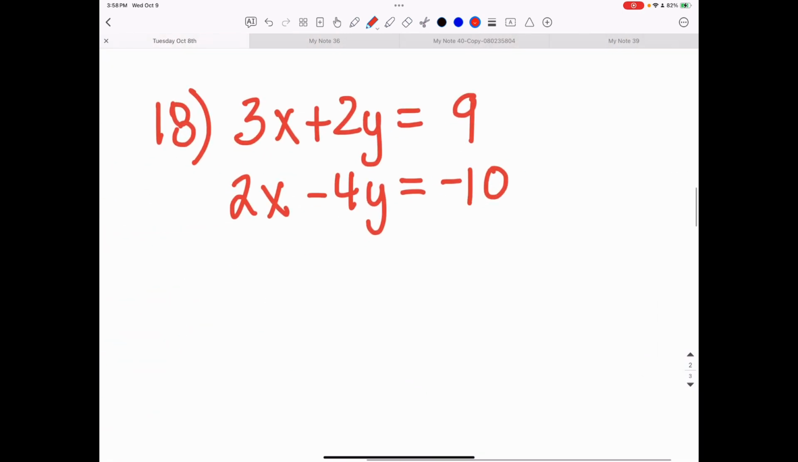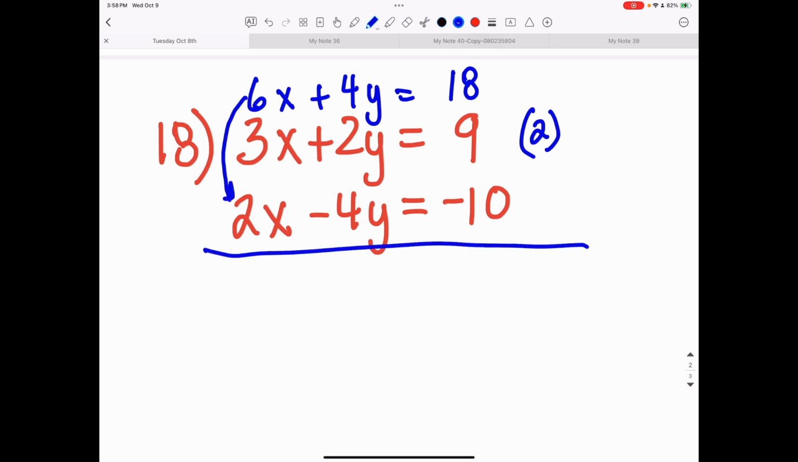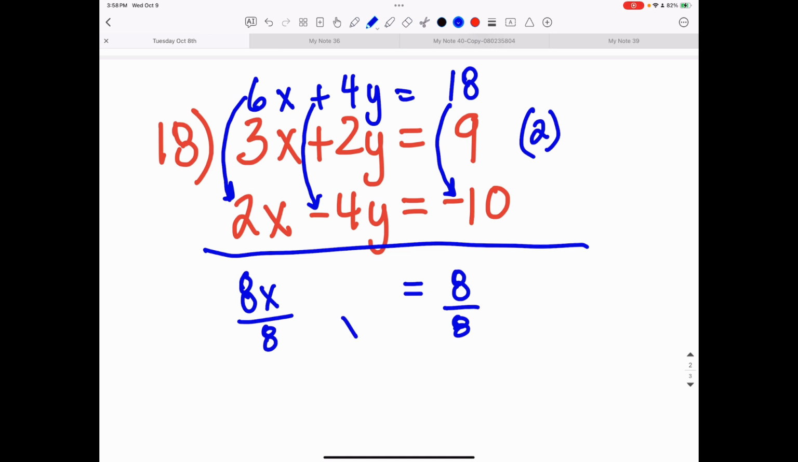Next one. If I combine these, none of these numbers are going to kill each other off. 3s don't kill 2s, 2s don't kill 4s. Okay, but I can multiply the top one by 2 and make that whole line 2 bigger. And the reason why I'm doing that, 3s turns into 6, 2s turns into 4s, and 9 turns into 18. I made the whole line bigger. That way, when I do combine them now, 6x's and 2x's is 8x's. Positive 4y's and negative 4y's, those kill each other off. 18 minus 10 is 8. So now that I divide by 8, x's are 1s.